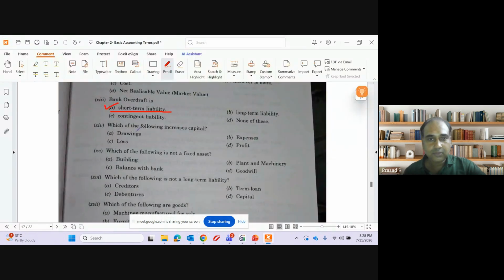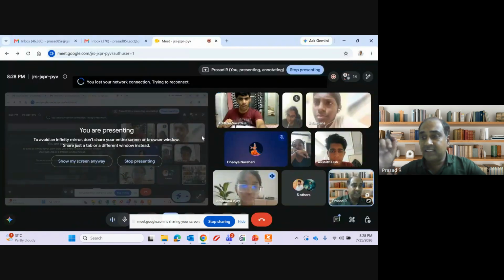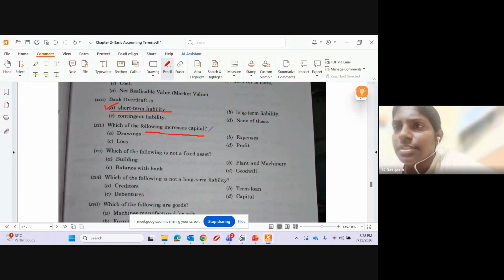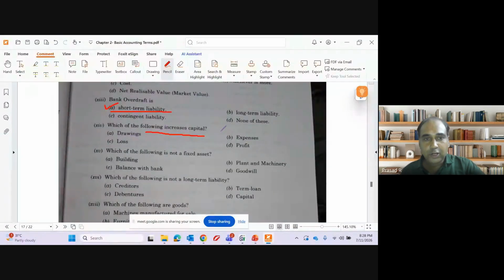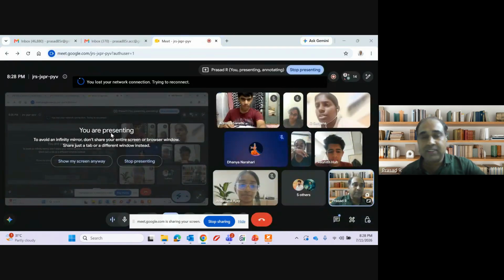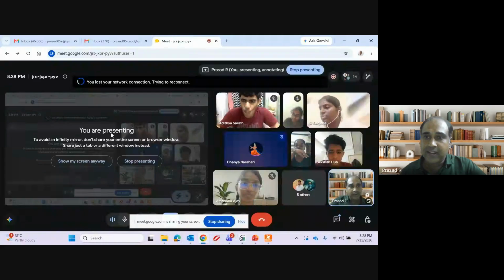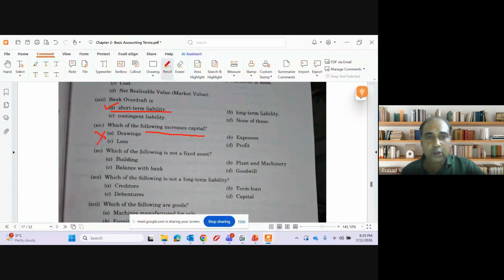Which of the following increases capital? Let us scan each and every term. Drawings. What will drawings do? I have put 1 lakh in my business. I am withdrawing 50,000 out of that 1 lakh. Is it increasing the capital or reducing the capital? Reducing the capital. That means this is not an option.